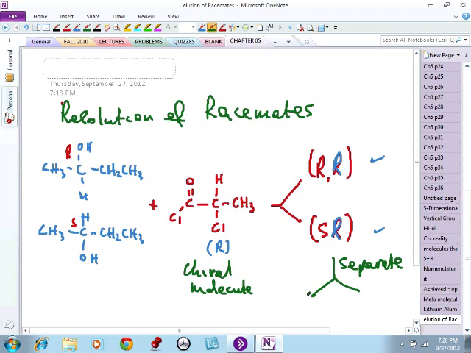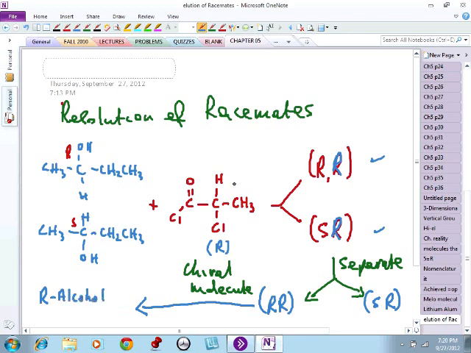You could separate this. And then at this point, so now in your sample, you have S, R, and R, R. Now we separated them. So once you do that, we could now use another chemical reaction to simply come in, take this, react this with some appropriate chemical reagent, and now separate the R. I'm going to call it the R alcohol. I'll call it the R chloride, okay? From the R chloride.